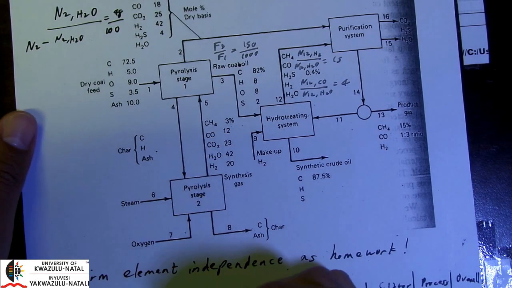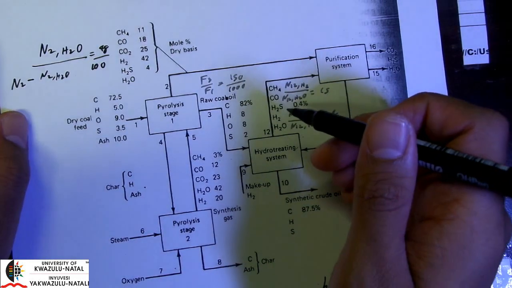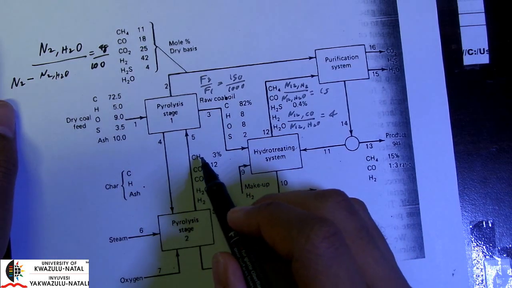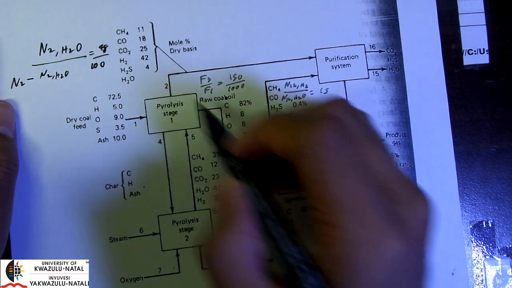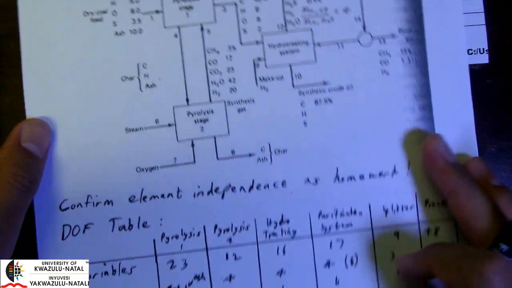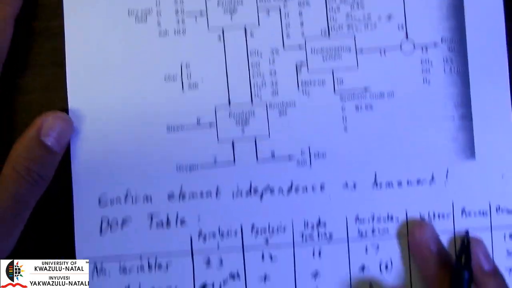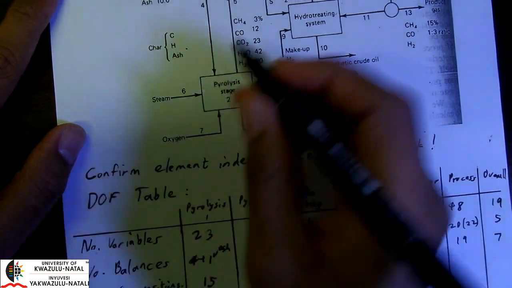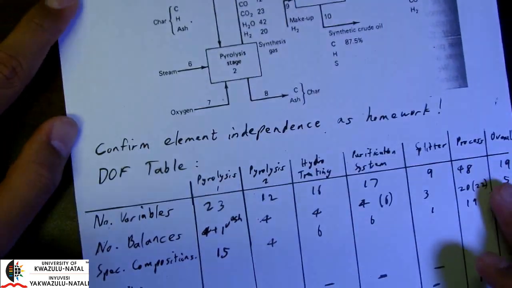Okay, so let's look at our degree of freedom analysis, and we can count for our pyrolysis process firstly. So let's look at pyrolysis stage 1. We have 23 variables. Remember that we don't know what the reactions are, so we can't count any reaction rate variables. So it's simply our stream variables. In terms of our number of balances, we have 4 element balances plus an ash balance, which we can choose to include.